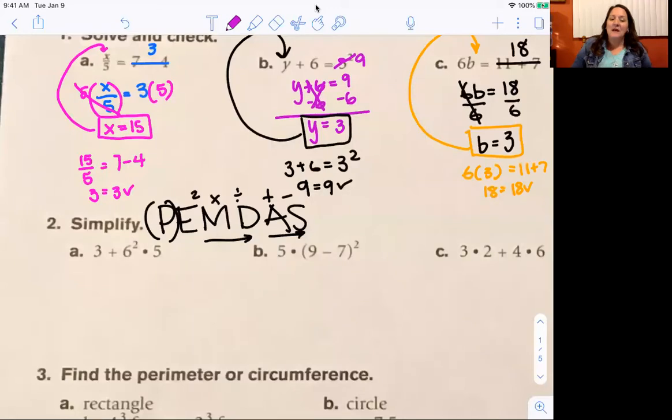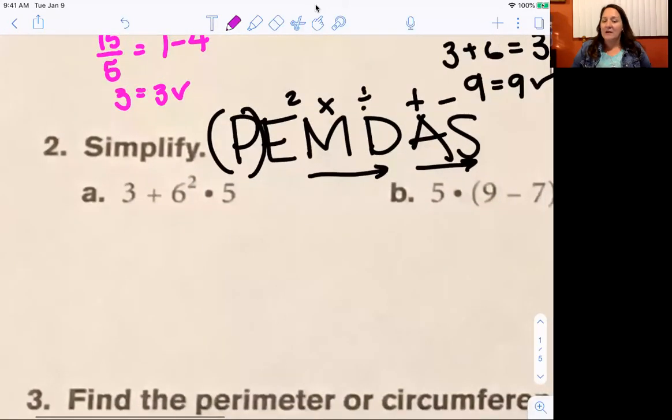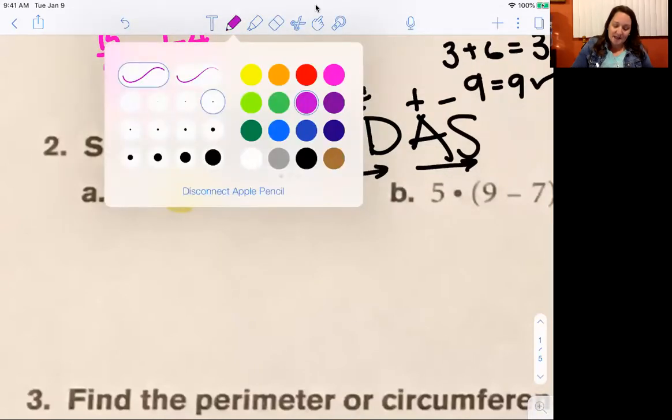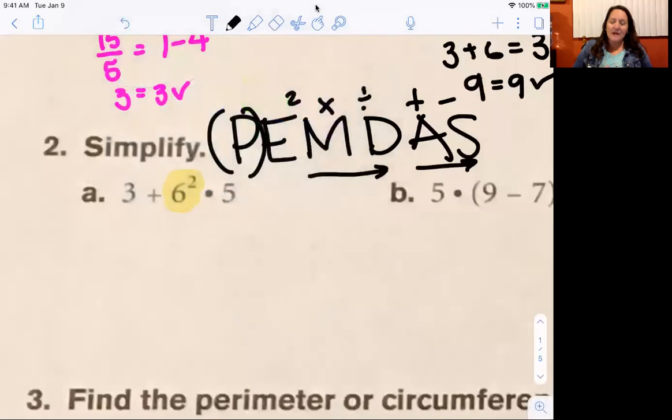A, I have 3 plus 6 squared times 5. If I'm using PEMDAS, what operation am I going to use first? I'm going to do the exponents first. 6 squared, 6 times 6. What is 6 times 6? 36. So I'm going to rewrite it. I like to call it an updated equation because it works a little better that way. It's not necessarily new, it's just updated. So we have 3 plus 36 times 5.